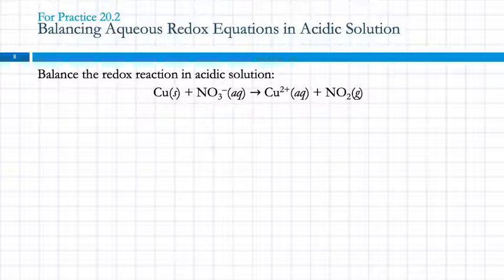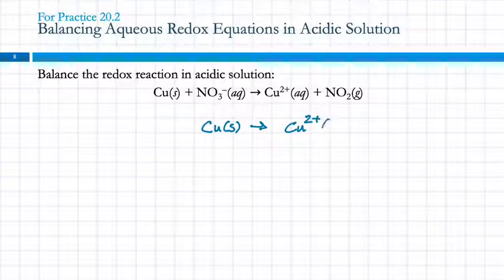Do another one. Again, in acidic solution. So here we've got copper and nitrate, and we're getting a copper ion and nitrogen dioxide. So first we're going to break it into 2 half reactions. I'm going to pick the reactant and product that look the most alike. So that will be the copper and the copper ion, and the nitrate ion.